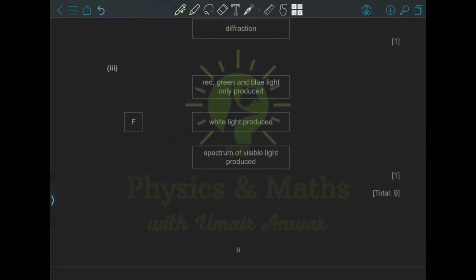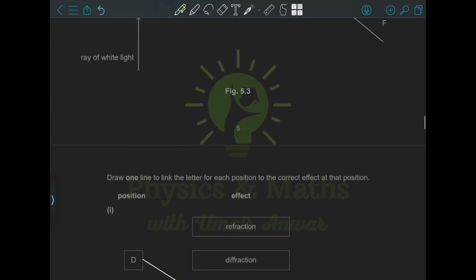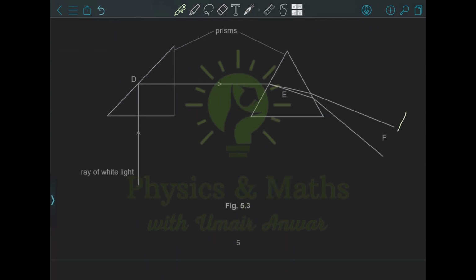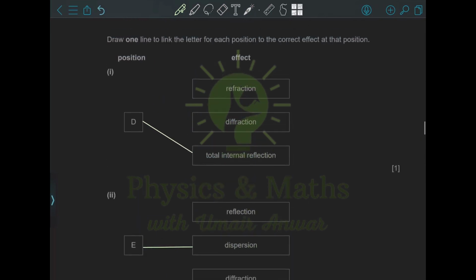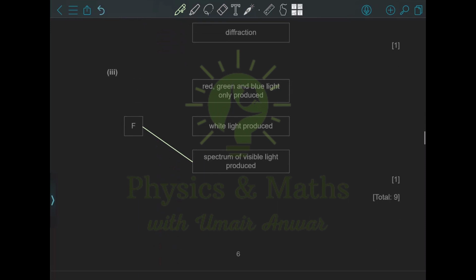Now the last one is F. There are three options: red, green, and blue light only produced, white light produced, spectrum of visible light produced. So at F, again, we would be having a spectrum, the complete spectrum starting from red, ending at violet. So the correct option here is a spectrum of visible light is produced. So F would be joined to this box. So by joining each position correctly with the effect, we are going to earn 1 mark. So it is a total 3 mark question, or part in this question.